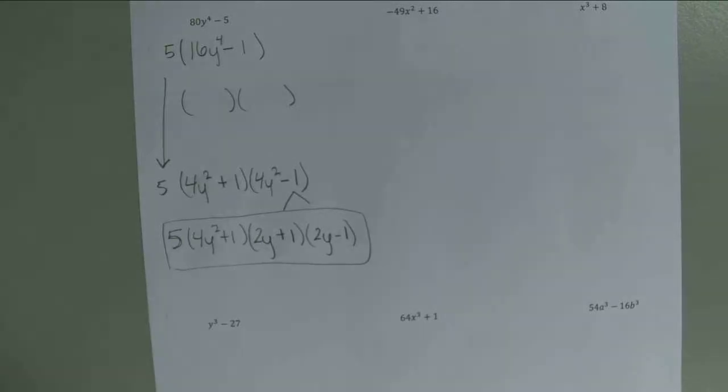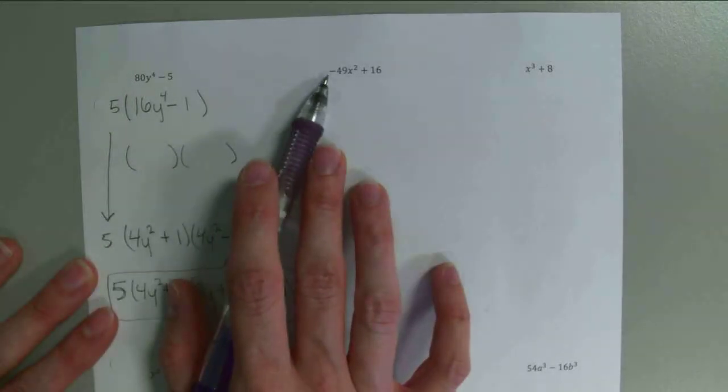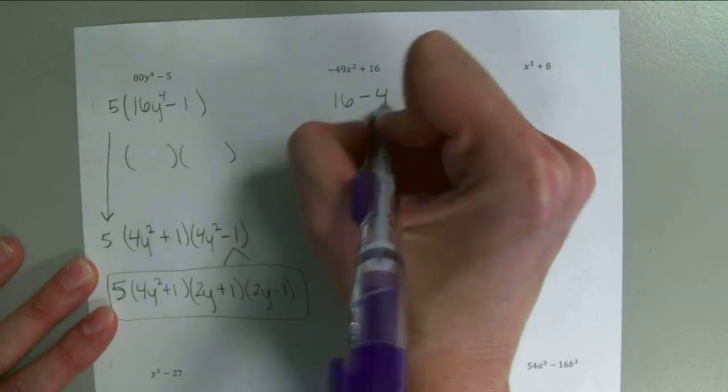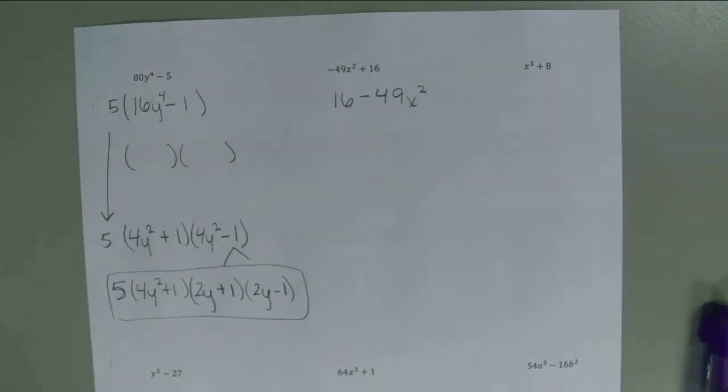This next one is kind of suspicious. And you're like, well, it's a sum, so I'm going to write prime. Well, it's not exactly a sum, because what do you notice right here? A negative. So what happens if we rewrite this as 16 minus 49x squared? 16 minus 49x squared. Is 16 a square? It sure is. Is 49x squared a square? Yeah. And now is it a difference? Yeah.